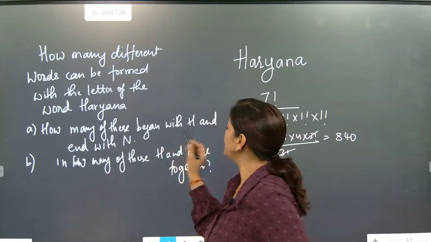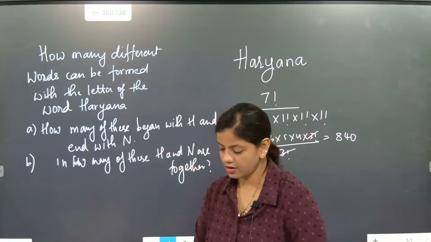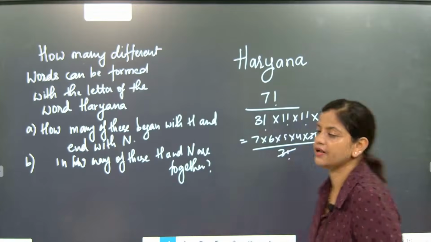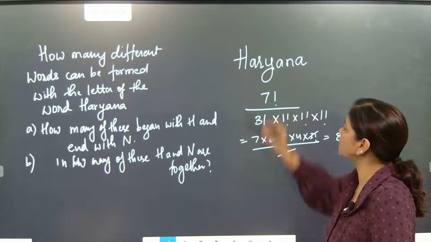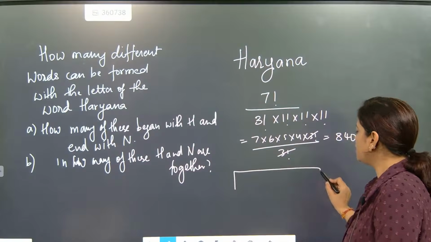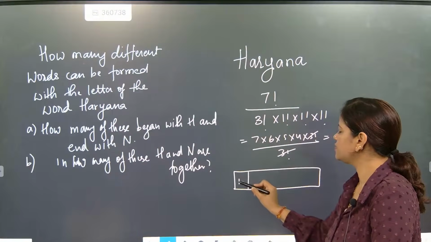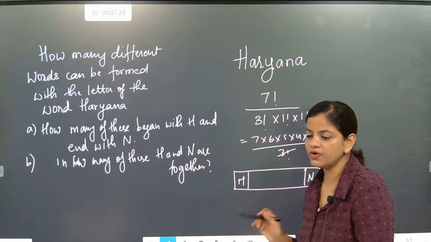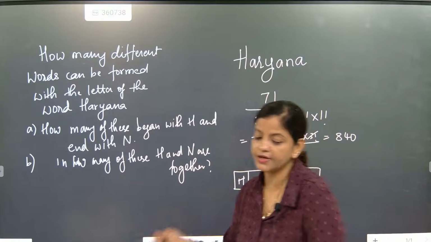How many of these begin with H and end with N? How many of these are exactly starting with H and ending with N? That means you have to fix these two locations. Total 7 places are there. So H and N you fixed. When H and N are fixed, how many remain?